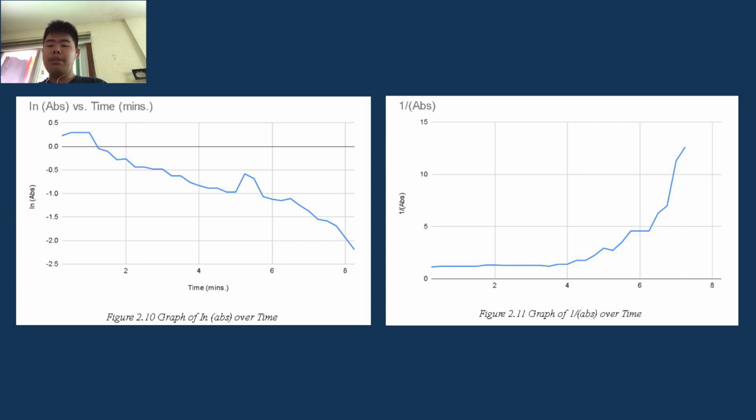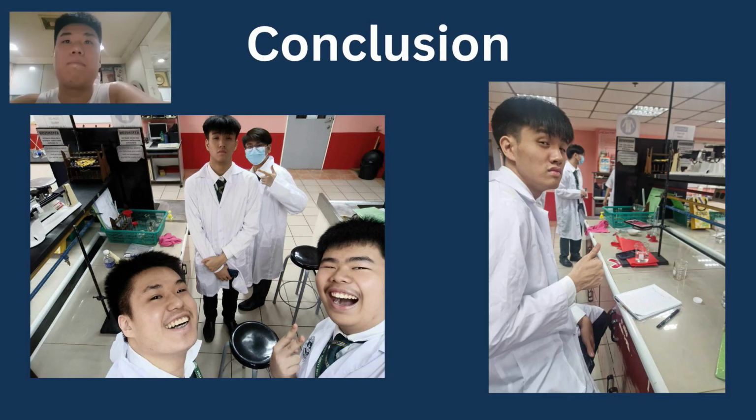To ascertain the reaction order, the researchers employed ln abs and 1 over abs analysis. When ln abs yields a negative slope, it indicates a first order reaction, whereas a positive slope in 1 over abs signifies a second order reaction, with the slope representing the rate constant of the reaction. Thus, based on the result, it is evident that the blue dye exhibits a first order reaction.